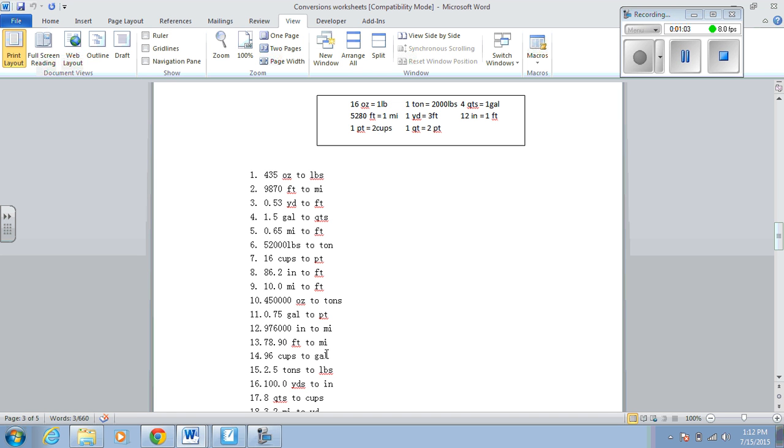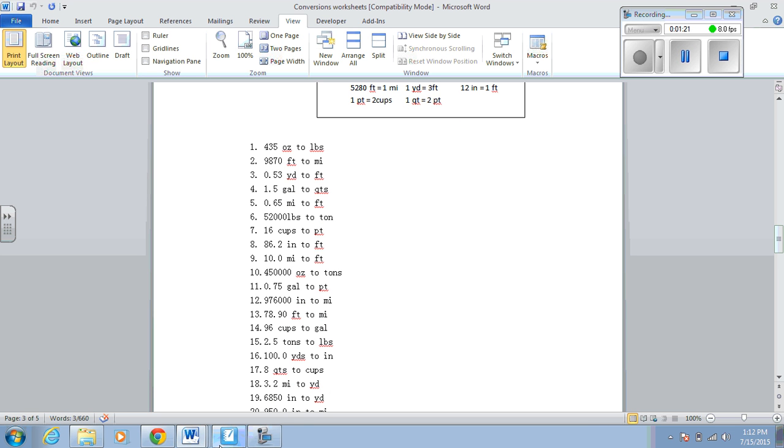For example, you don't have a yards to inches conversion rate up here. You could probably figure it out pretty easily, but it's not there. Same thing with cups to gallons. You'd have to do multiple steps. So let's try one of these and show you what I'm talking about.